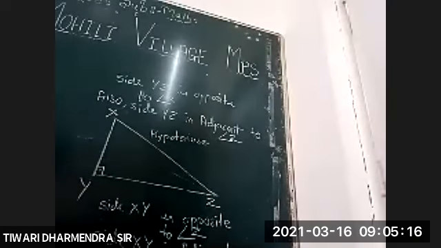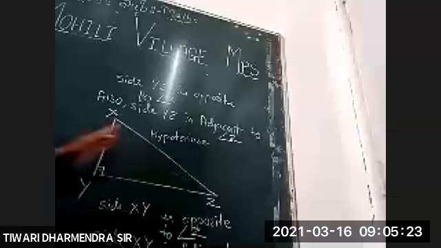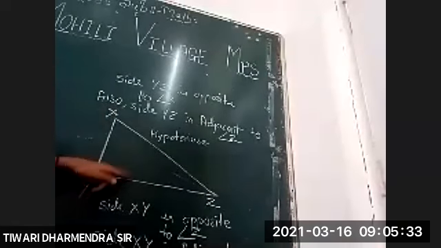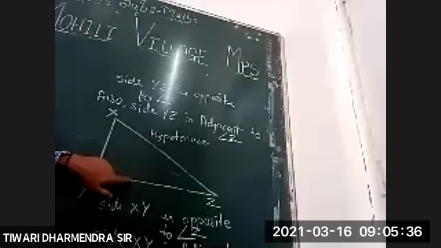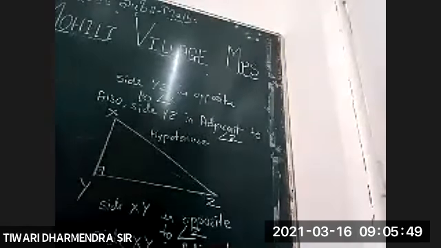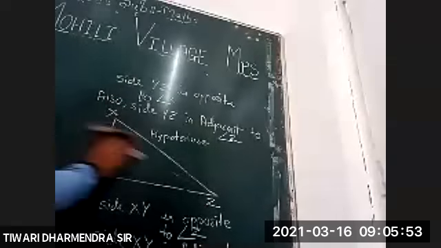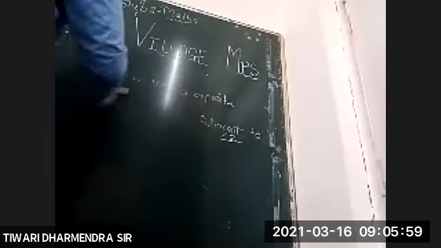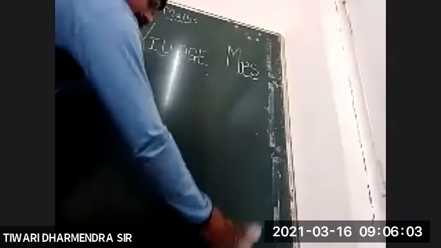From here, I hope you are all thorough with the concept. When it comes to side XY, it is opposite to angle Z but adjacent to angle X. When it comes to side YZ, it is opposite to angle X and adjacent to angle Z. So by this, we are thorough with the terms related to a right angled triangle. So let's do one example which will help you to answer the questions after this concept, whatever we have done right now.